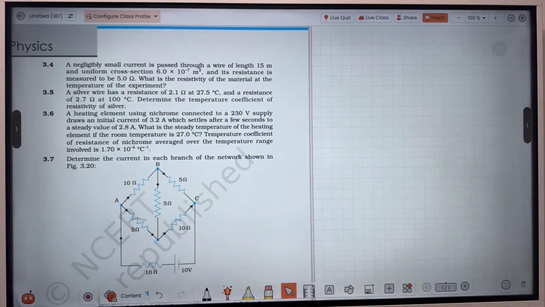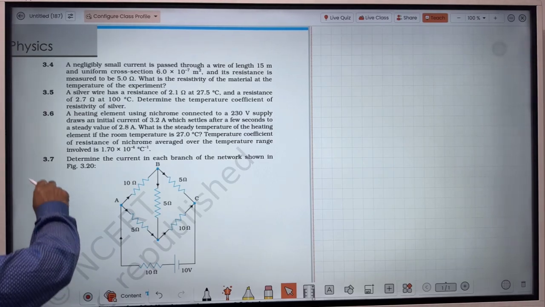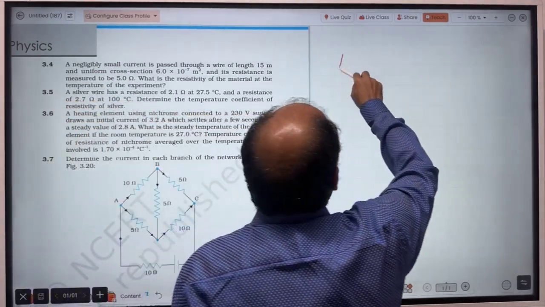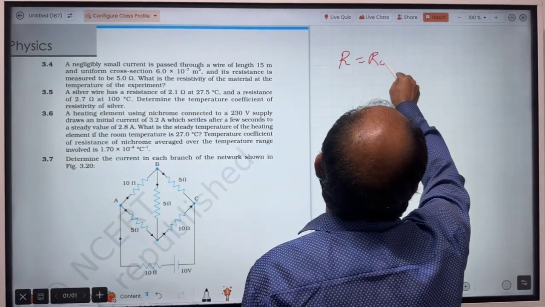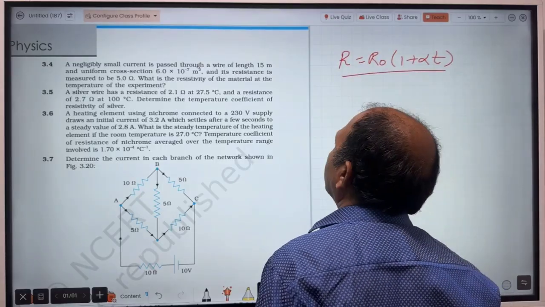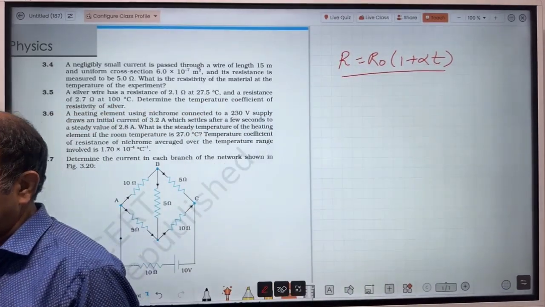Okay. A silver wire has a resistance of 2.1 ohm at 27.5 degrees centigrade and a resistance of 2.7 ohm at 100 degrees centigrade. Determine the temperature coefficient. This time we have to find out the value of alpha. So the basic formula I am writing, then take 1 minute to consider what to do. R equal to R0 into 1 plus alpha T. This is the basic formula. Now think and try.